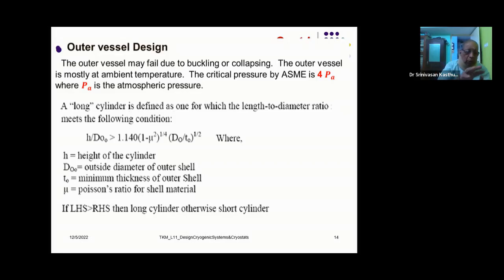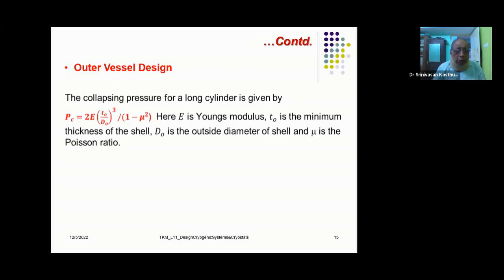Okay, so if you plug all these numbers into the above equation, you can calculate this H by D0, and that will tell you. If this value is greater than the RHS value, then it becomes a long cylinder. If it is not, then it is called a short cylinder, right? Now, before we proceed, the outer vessel has to be designed, as I mentioned, in terms of the collapsing pressure for a very long cylinder.